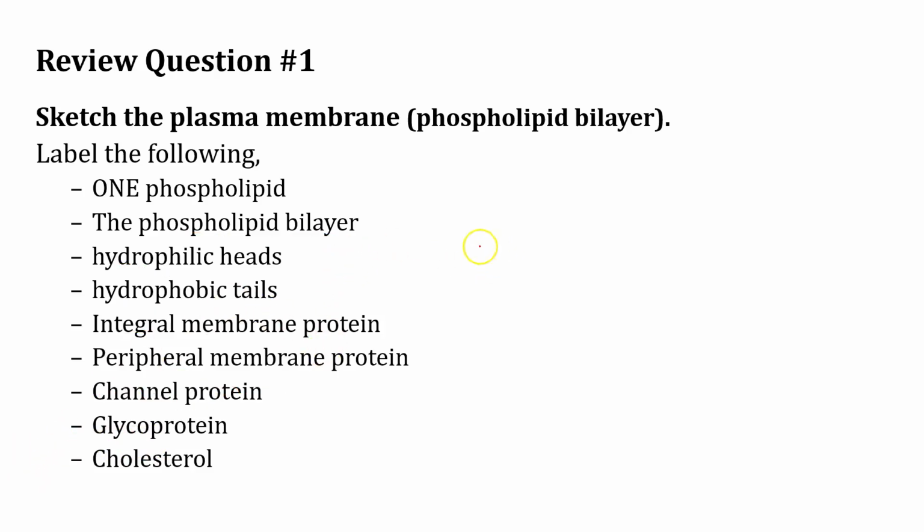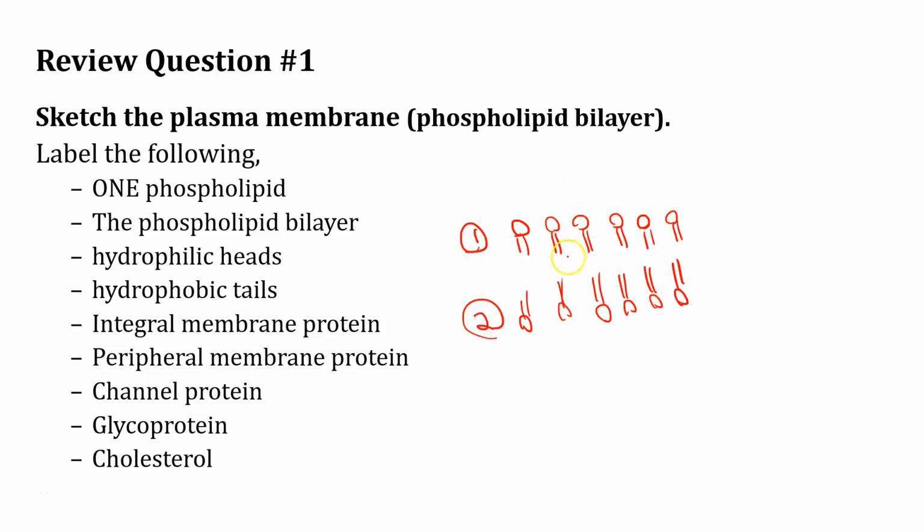Alright, so your sketch should certainly have a bunch of phospholipids. And again, phospholipids look like this. They have a cute little ball head with little fatty acid tails. So a phospholipid bilayer is one that has two layers of phospholipids. Here is the first layer. Here is the second layer, and you should have drawn them so that the fatty acid tails face one another, and then the phosphate heads face the outside. And so this would be the hydrophilic part, and this would be the hydrophobic part.